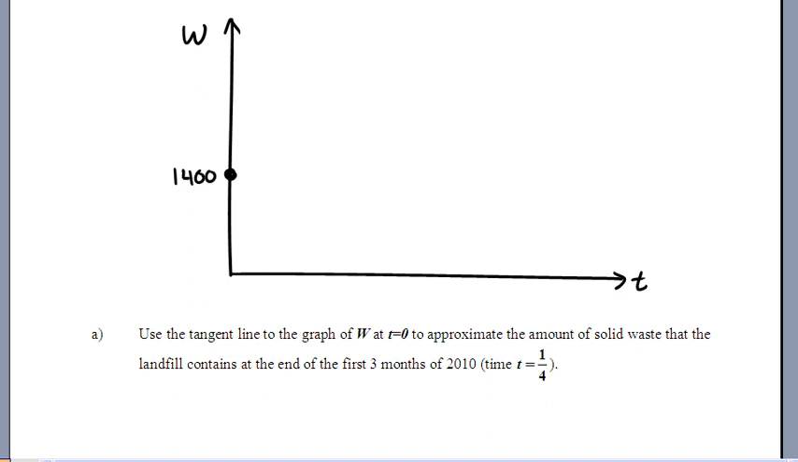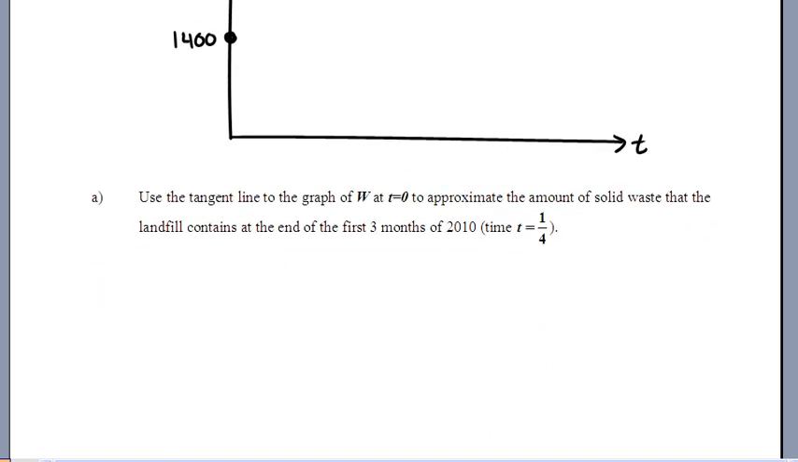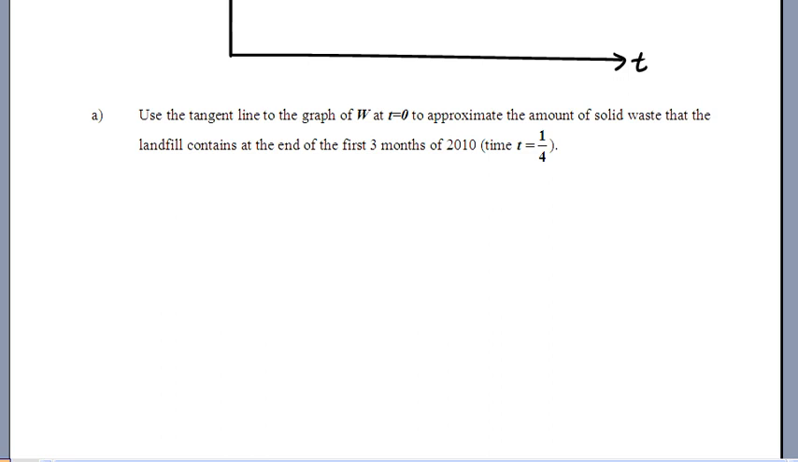Part A. Use the tangent line to the graph of W at t equals 0 to approximate the amount of solid waste at the landfill after 3 months, after a quarter of a year. Okay, well, this is just your typical tangent line question. That's all it is. We don't need to know the full solution yet. Okay, I know that if I want to do a tangent line, if that's what they're asking me, then I've got to go and find a couple of things. I need a point on the graph, and I'm going to need to know a slope on that tangent line.